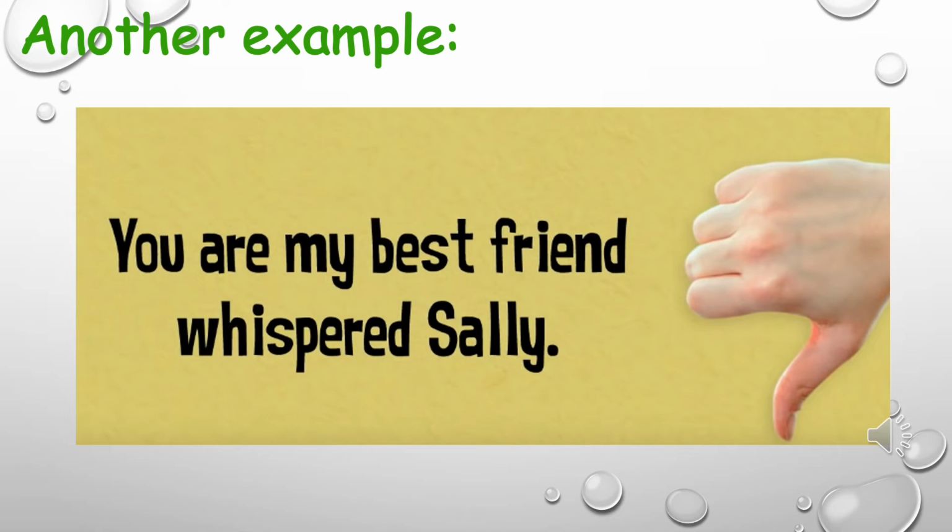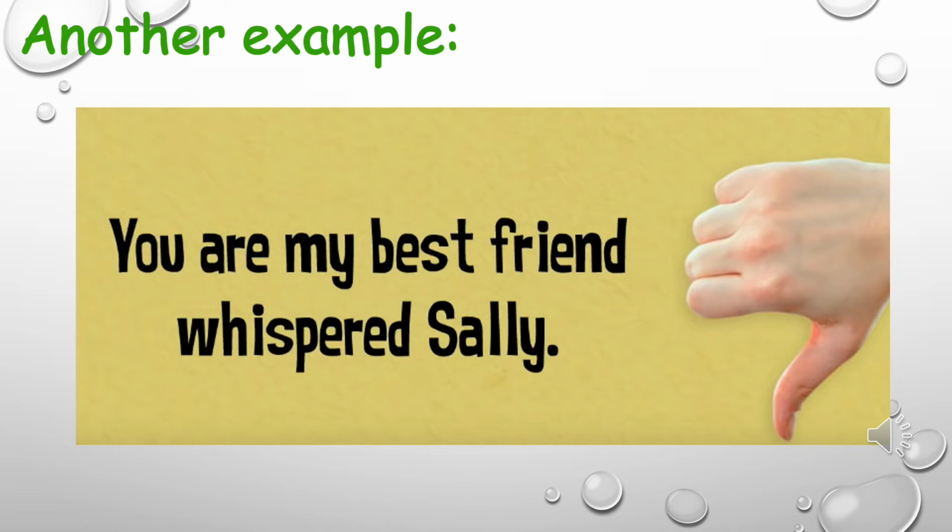Let's look at another example. "You are my best friend," whispered Sally. Okay, let's go back to our rules. Let's try to remember the rules. Number 1, quotation marks. Okay, so what are the spoken words here? They are "you are my best friend." What's Sally whispering? "You are my best friend." So those are the spoken words. So "you are my best friend" is going to go in the quotation marks.